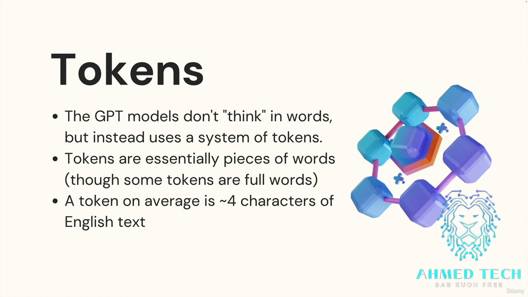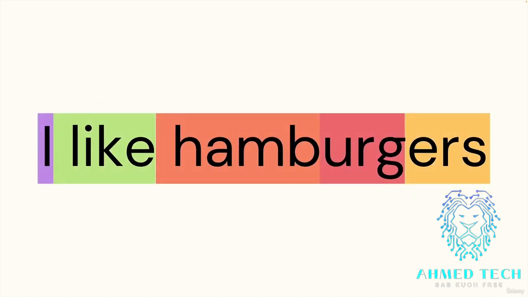Okay, one last quick thing you need to know about how the GPT family of models works is that they don't necessarily think in words. Instead, they operate using a system of tokens, where words are basically encoded. They're turned into these smaller pieces, a token, and these tokens often are actually full words, but for longer words, they'll be a portion of a word. On average, they're 4 English characters of text. So the sentence, "I like hamburgers," is split into 5 different tokens. I is one token, space like is another token, space ham is another token, erg is a token, and ers is a token.